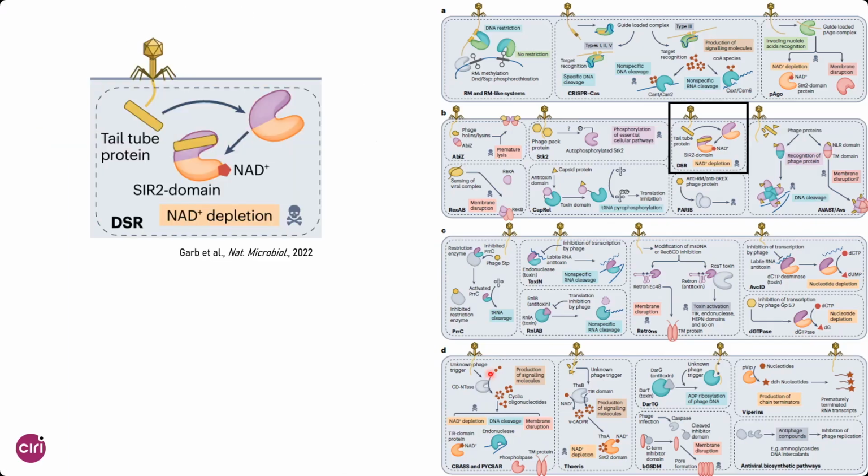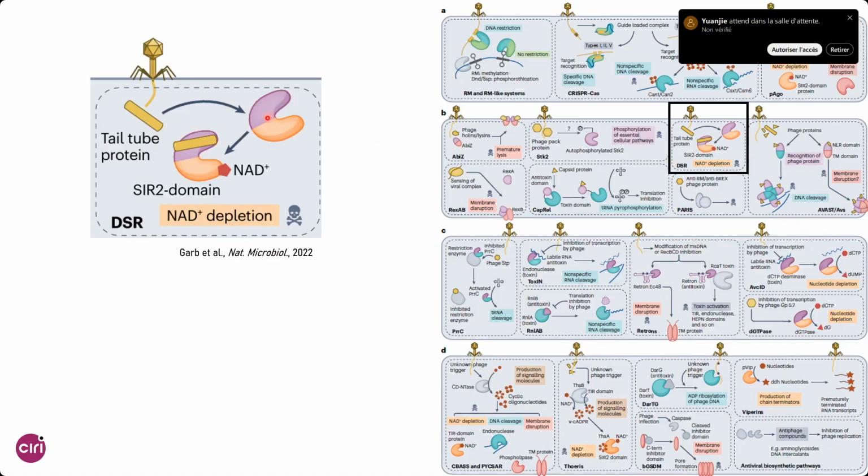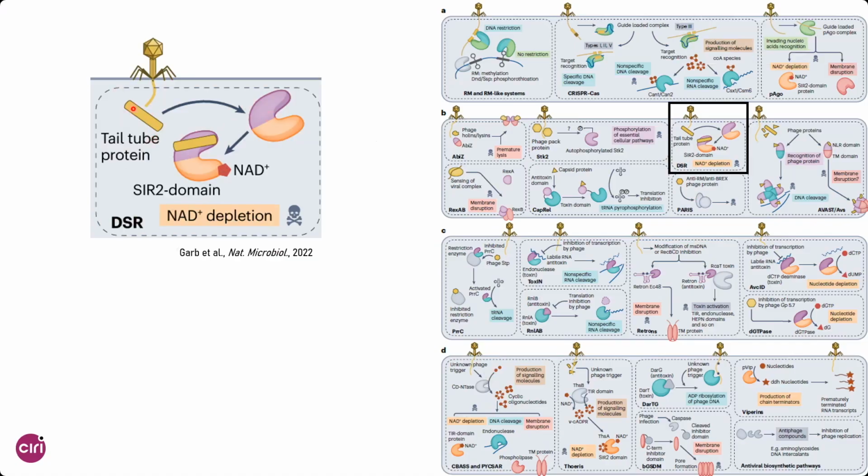Typically, these defense systems can be single proteins or multi-gene systems. An example is called DSR. This DSR is a single protein that directly senses a structural protein from the phage. And when it senses this protein, it unleashes an effector domain that degrades the essential metabolite NAD+. And so this shuts down the cellular metabolism, and this blocks infection.